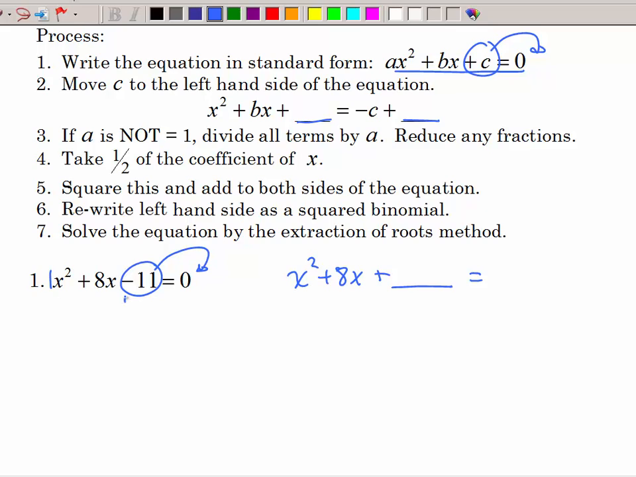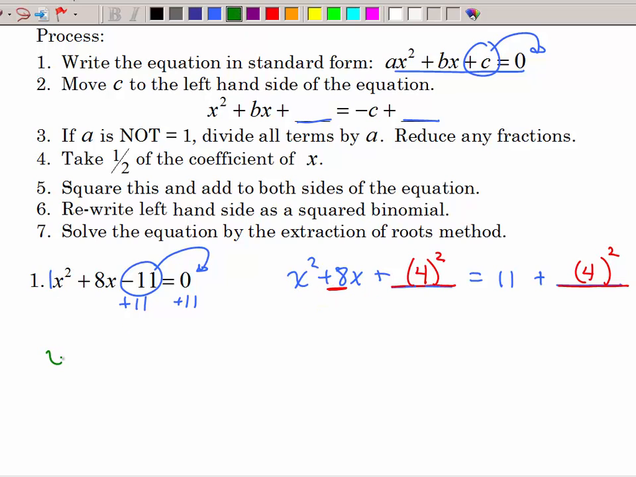When I move it to the other side, I'm adding 11 to both sides. So that's positive 11. And then I'm going to put another blank. Why am I doing that? I want to remind myself that whatever I do on the left side, I want to do on the right side. Now it says take half the coefficient of x. Well, that's positive 8. What is half of positive 8? Positive 4. And it says square this and add it to both sides. Yes, you could write 16, but let me show you why I'm not going to do that. Because now I have created a perfect square trinomial.